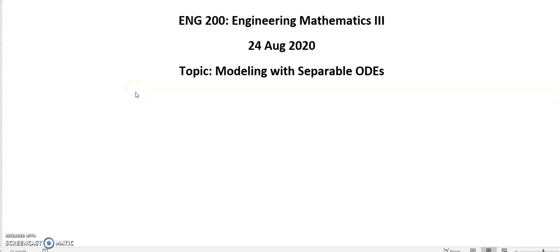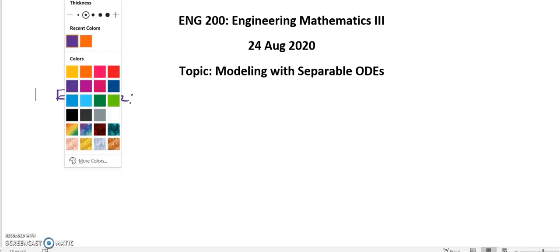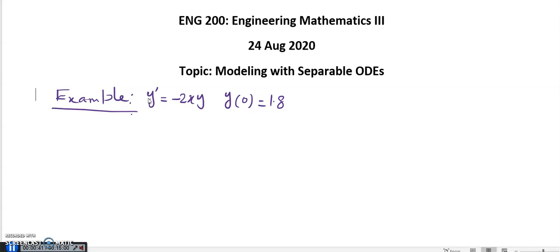Okay, so let's solve one initial value problem. What do I mean by initial value problem? Let's take one example. Suppose the differential equation is y prime is equal to minus 2xy, and the initial value condition is y(0) is equal to 1.8. It means that at x equal to 0, the value of y is 1.8.